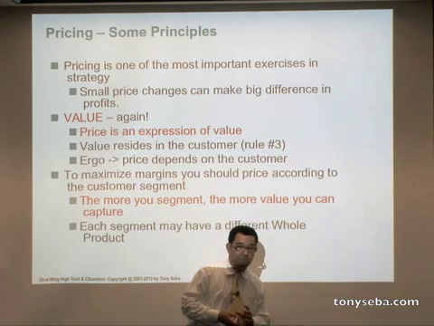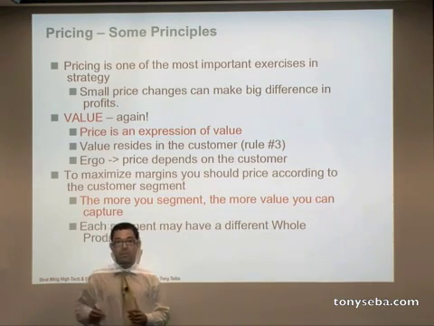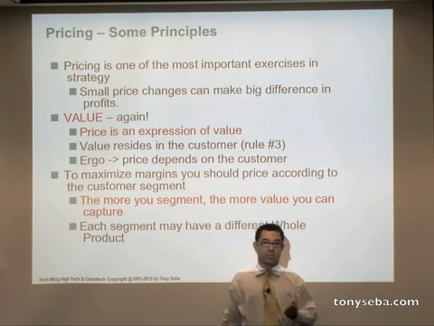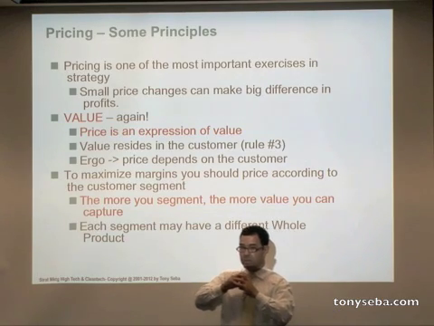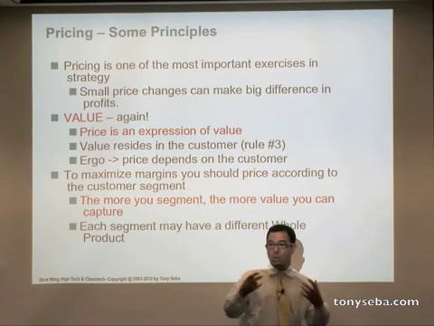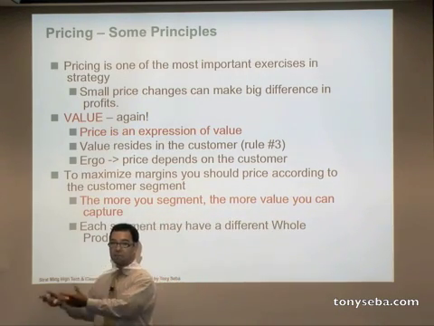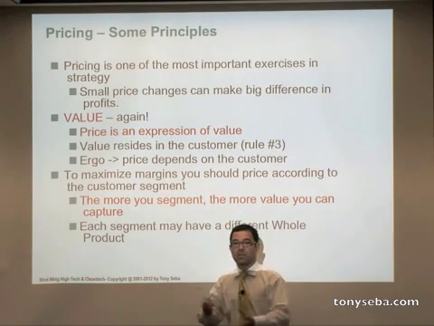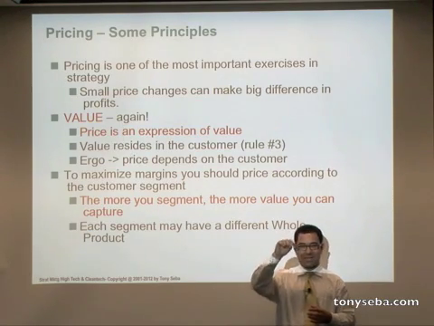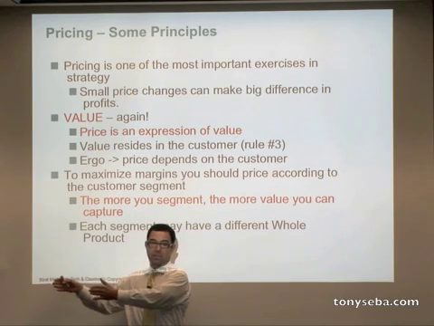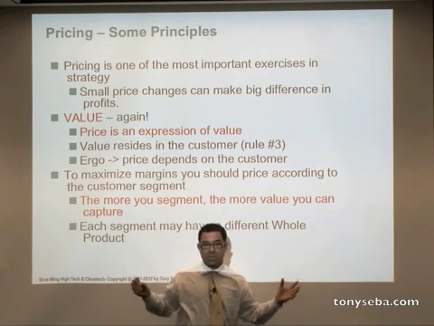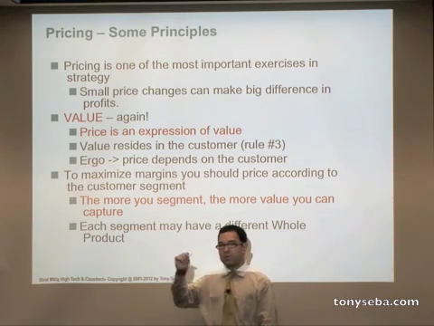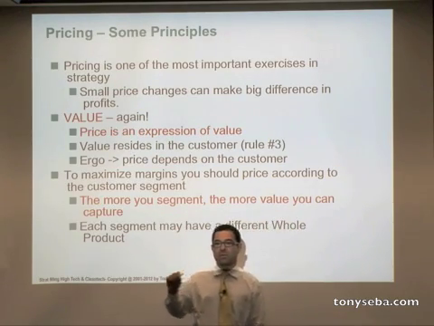If you want to maximize margins, if you want to maximize price, you should price according to each customer segment. So you can have the same core product, not whole product, the same core product, and you can wrap a different whole product and price it differently for each customer segment. So the more you segment, the more value you can capture. Now there's a limit to this. Airlines segment by specific individual customers and by time. So there is a limit to the segmentation exercise. You should not infinitely segment, but in general, the more you segment, the more value you can capture. And remember that each one of these customer segments may or will have a different whole product.